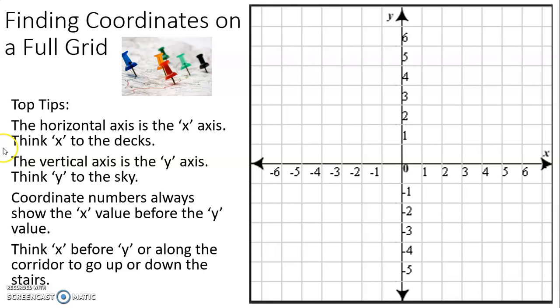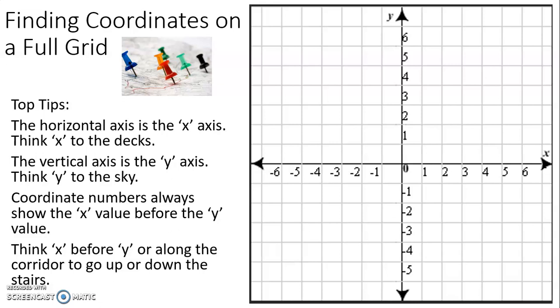We are finding coordinates on a full grid. You've probably done lots of work before using grid coordinates, and this is a full grid where we have x and y, but we have the four quadrants, so the four sections, and as you can see, the sections go into negative numbers as well as positive numbers on this grid.